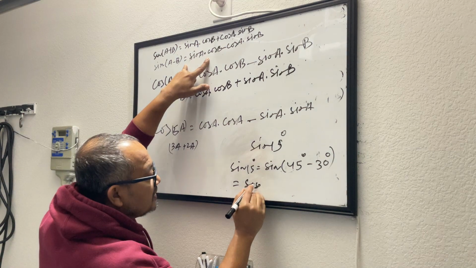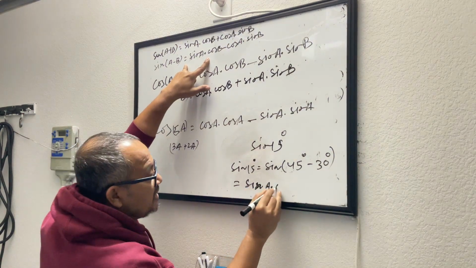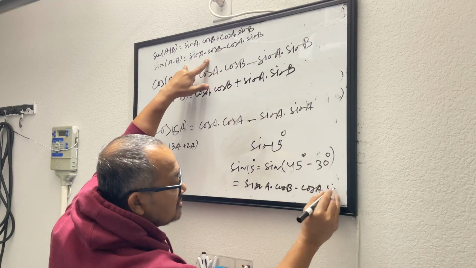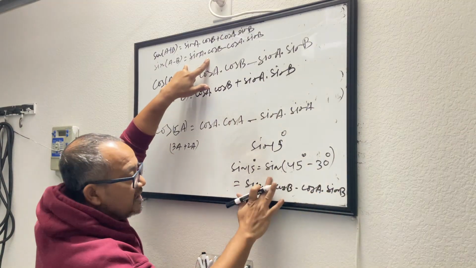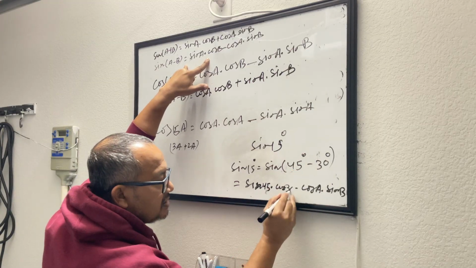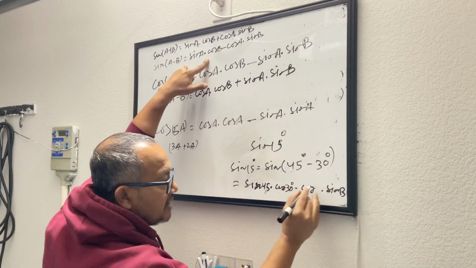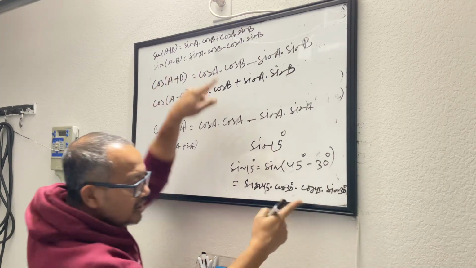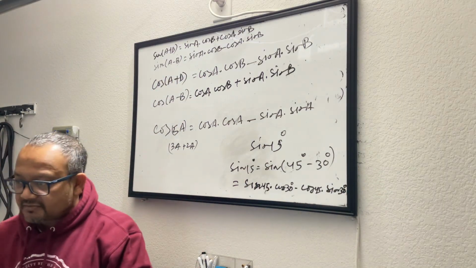Sine of A cos B minus cos of A sine B. Here my A is 45, B is 30. Do I know all these values? I'll just plug it in. Done.